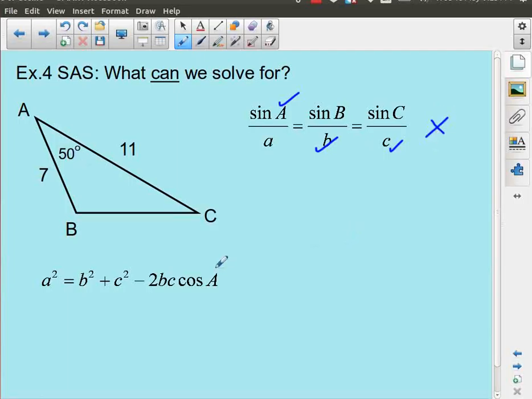If, on the other hand, I know the angle A, I know the side C and the side B, I'm going to be able to find the side length A using the cosine law.